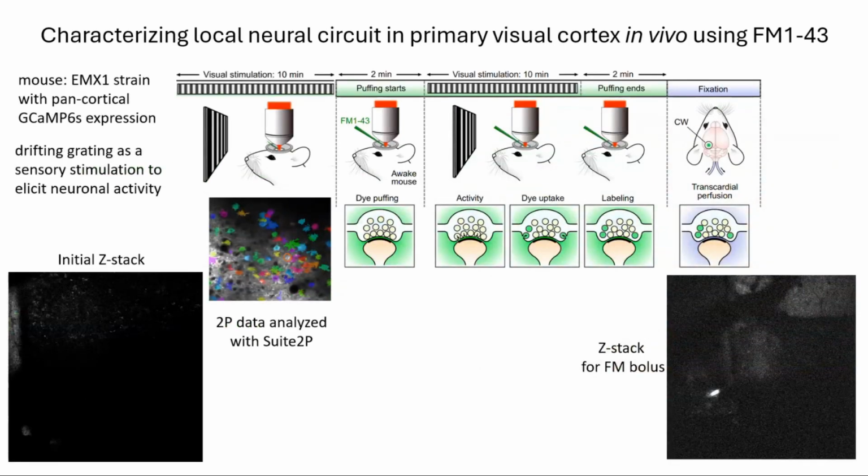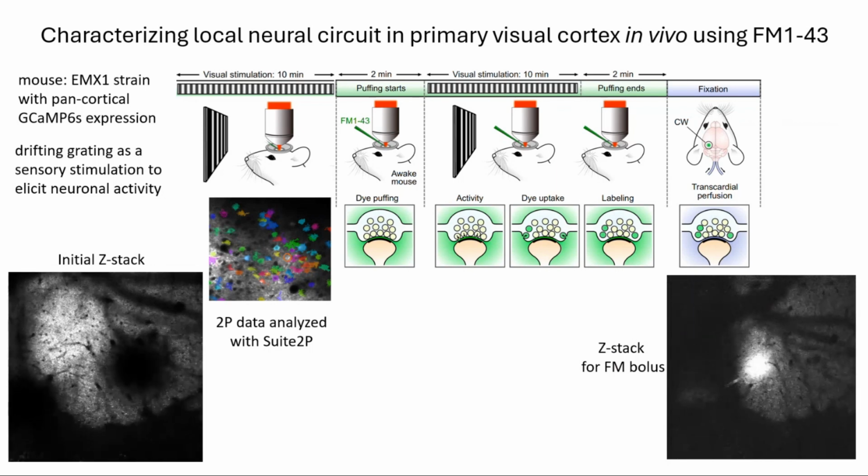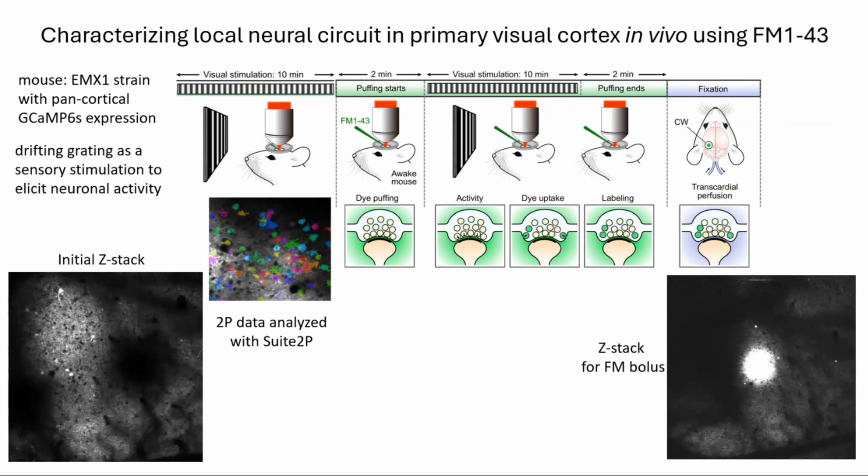Our in vivo experimental workflow is the following. We show drifting grating as a sensory stimulation for 10 minutes to our genetically modified animal to elicit neuronal activity. And this activity is recorded by the two-photon calcium imaging, and the data are later analyzed with Suite2P. Then we repeat the sensory stimulation again in the presence of this FM1-43 dye. We also record Z-stacks, volumetric two-photon information.